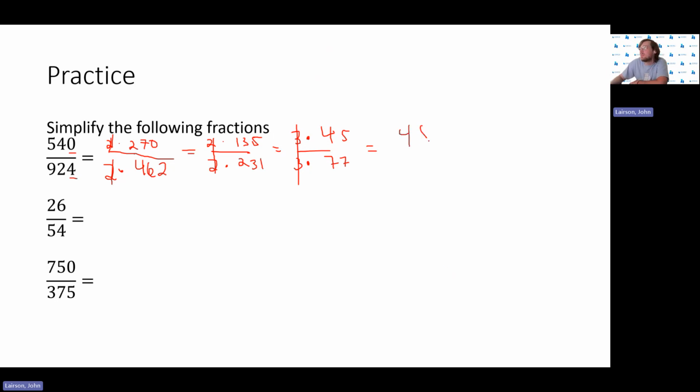So 45 over 77, and this is why I don't love this way. I just pull them out, and it's hard to know when you're done, because it's not immediately obvious that 45 and 77 is as far as we can go. I'll leave it at that one as kind of a refresher for those who wanted to see a method, one with that method.